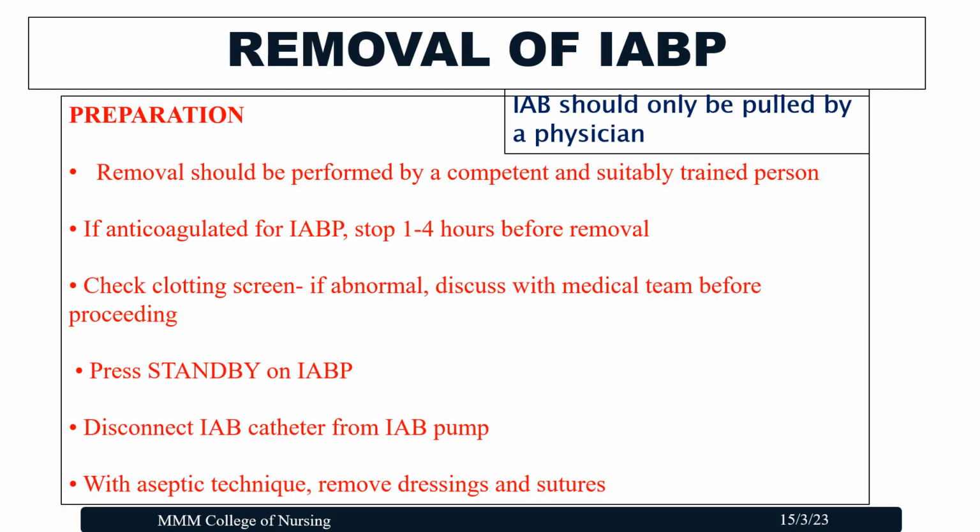Removal of the IABP. Always keep it in mind that the IABP should be removed by a physician. So, preparation. Removal should be performed by a competent and suitably trained person. If an anticoagulant for the IABP is used, stop it 1 to 4 hours before the removal. Check the clotting factors. If abnormal, discuss with the medical team before proceeding. Press the standby on the IABP. Disconnect the IABP catheter from the IABP pump with aseptic techniques, and remove the dressing and sutures.